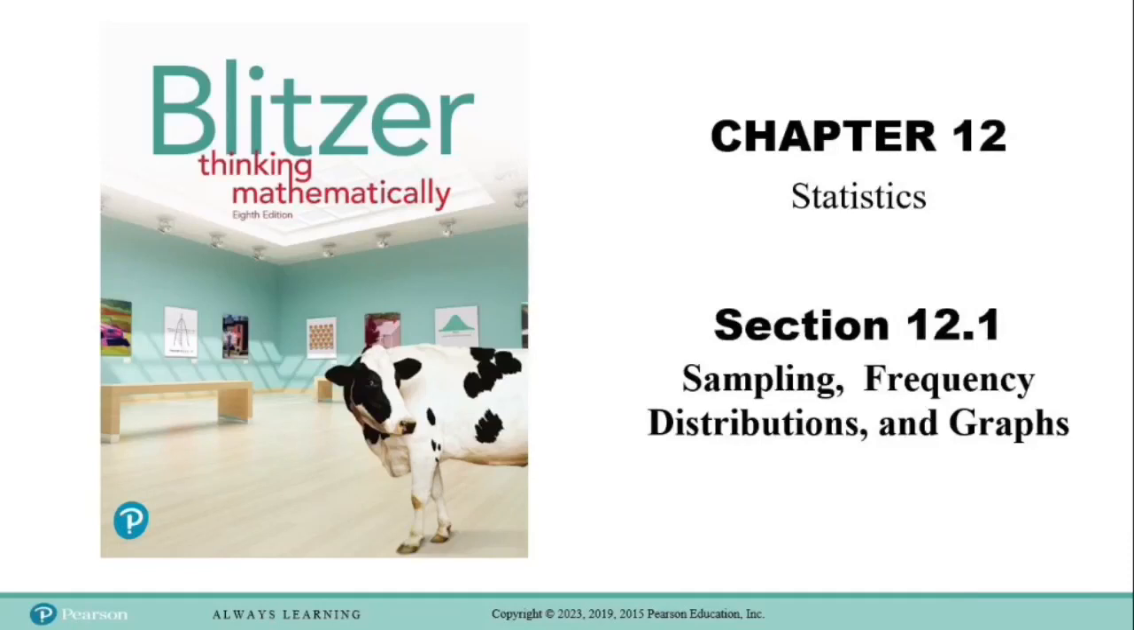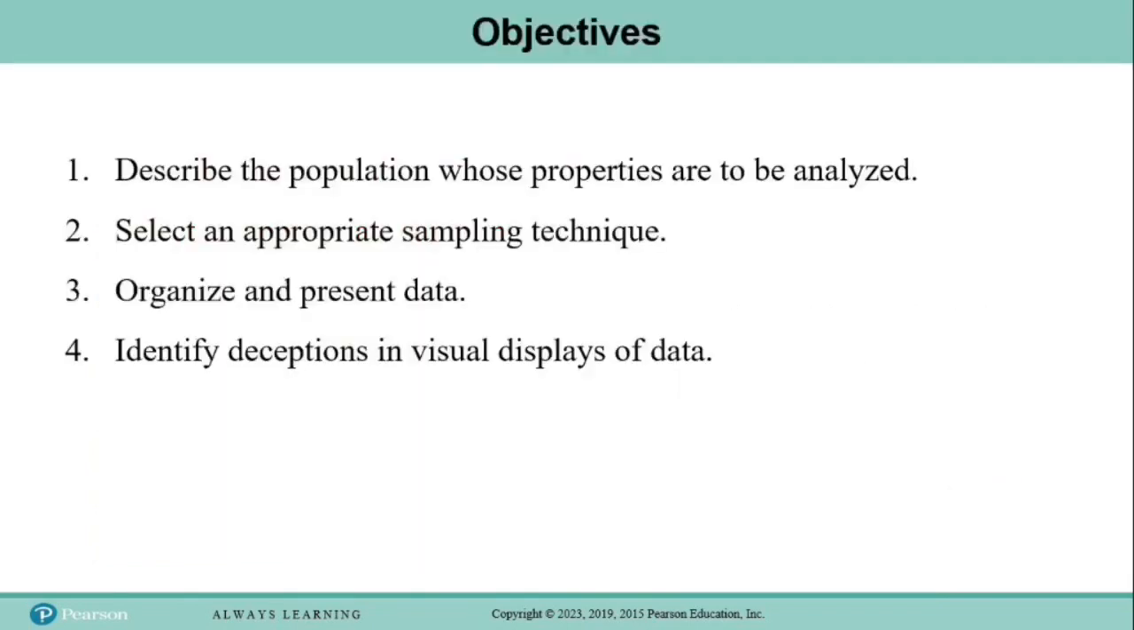Today we're starting Chapter 12 and we're going to be in Section 12.1, which is Sampling, Frequency Distributions, and Graphs. We have 4 objectives for today.